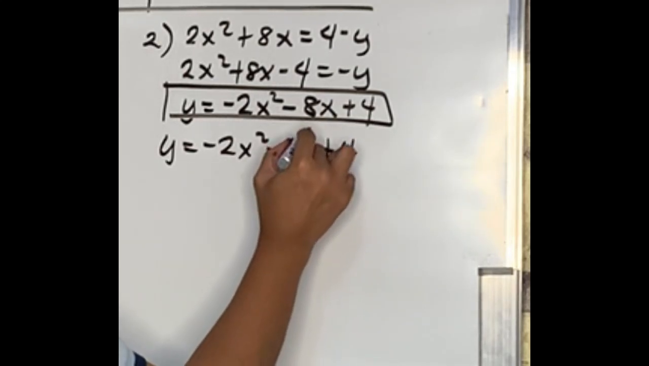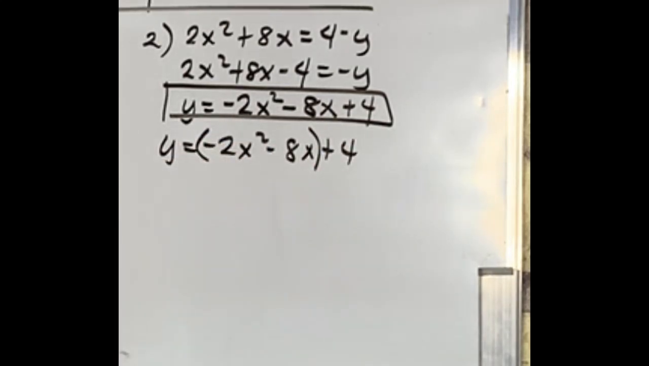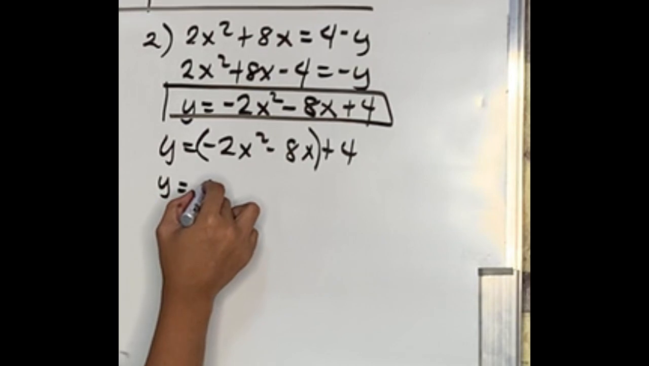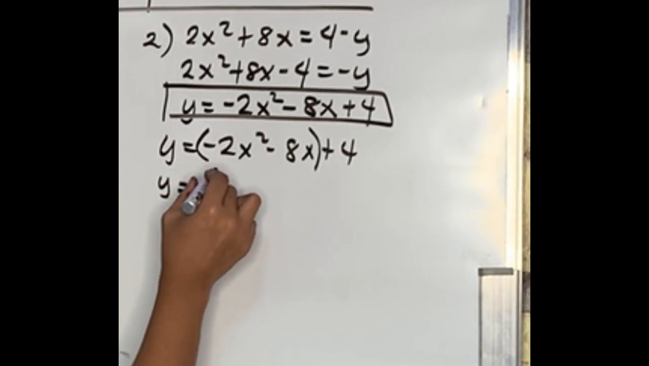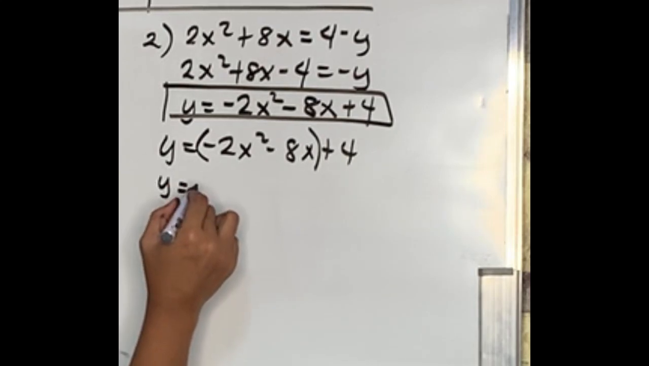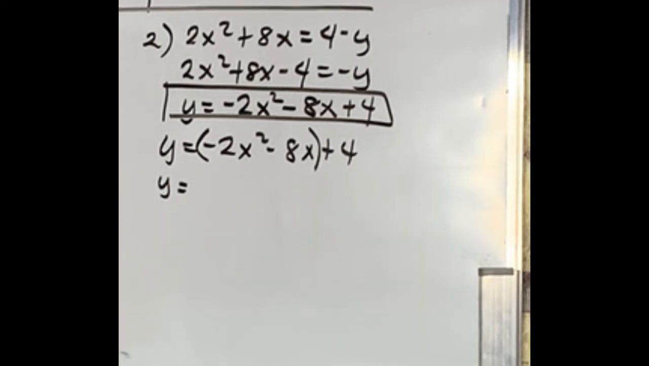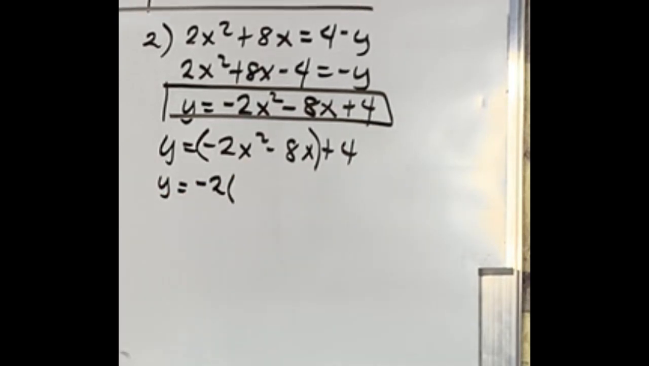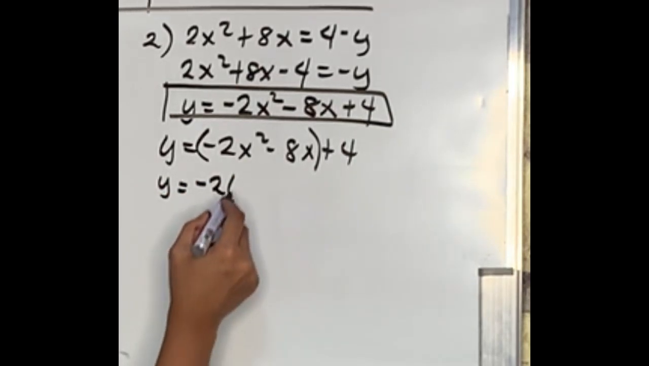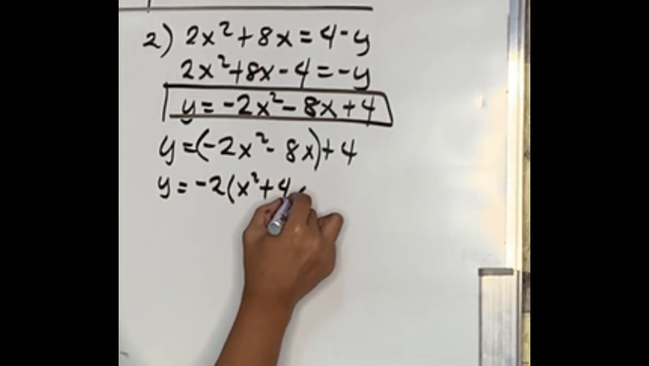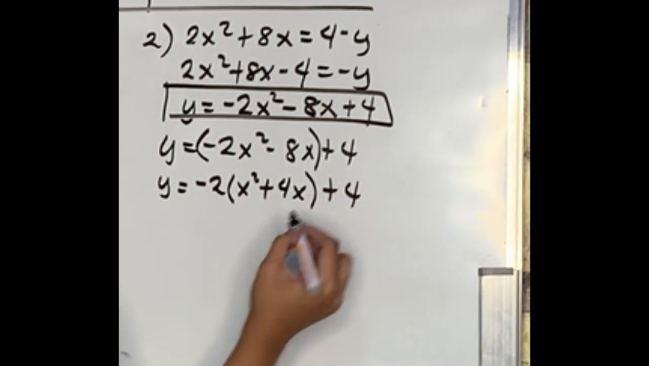Let us isolate and regroup the first two terms, the quadratic and the linear term. Y is equal to, after we regroup, we factor out the coefficient of the quadratic term, which is negative 2. So negative 2 and divided to our binomial, it will become x squared plus 4x plus 4.